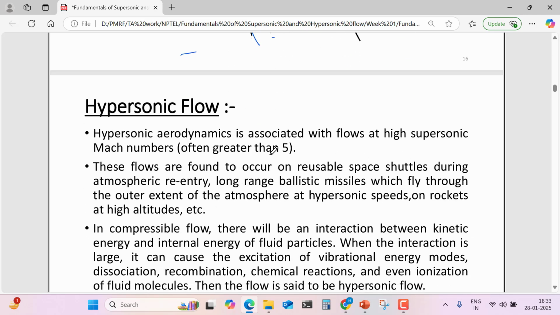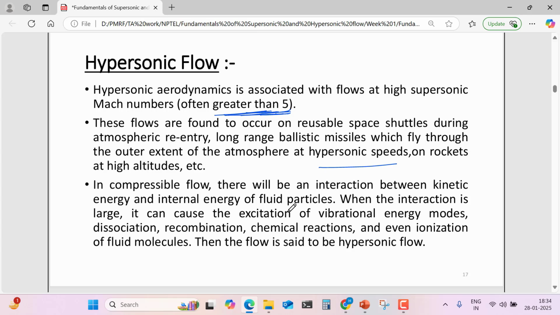So generally hypersonic flow is associated with the flow at high supersonic Mach number, which is generally taken as greater than 5, but this is not a hard and fast rule. Generally these flows occur at the reusable space shuttle, atmospheric re-entry, or ballistic missiles, which fly through the outer extent of the atmosphere at hypersonic speed, or at the rocket at high altitude.